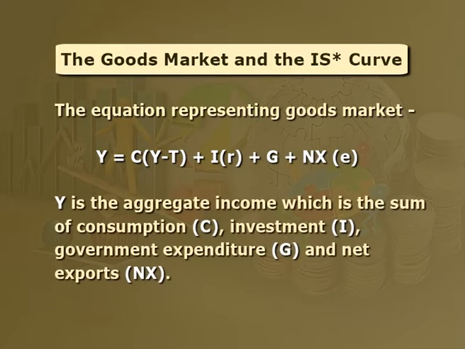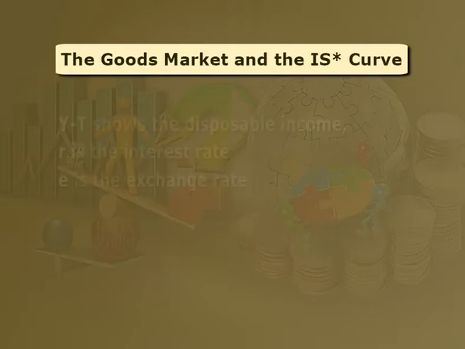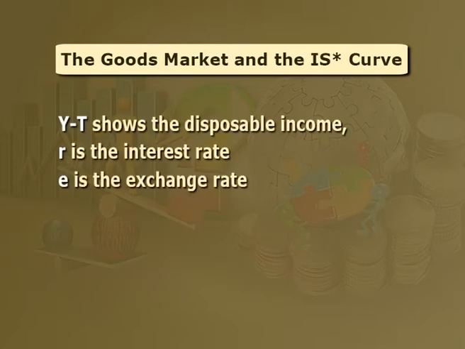This equation represents that Y is the aggregate income, which is the sum of consumption, which is C, investment, which is I, government expenditure, which is G, and net exports, which is NX. Y minus T in the equation shows the disposable income, whereas r is the interest rate on which investment inversely depends. Small e is the exchange rate, and net exports depend negatively on the exchange rate.